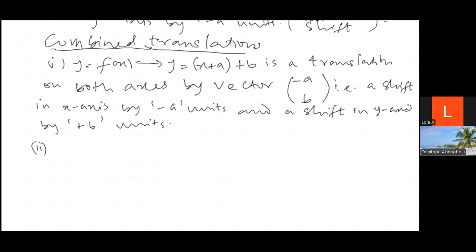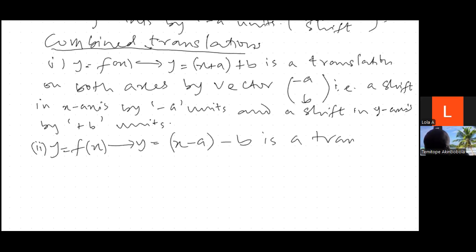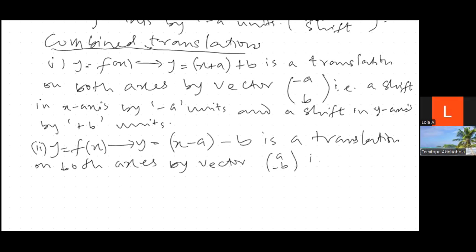So if you got number two, y equals f of x transforms to y equals f of x minus a minus b, it is a translation on both axes by vector a, minus b, by vector a, minus b. That is a shift in the x-axis by plus a unit.